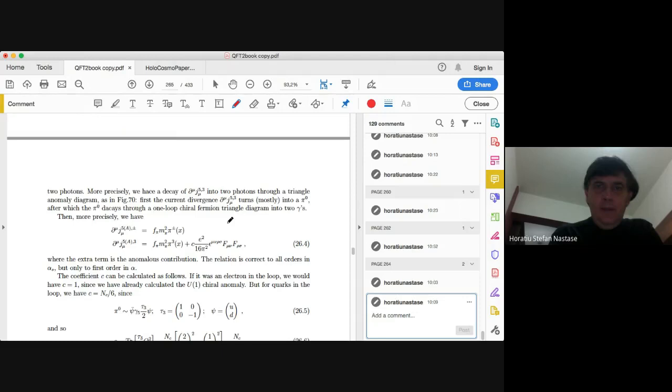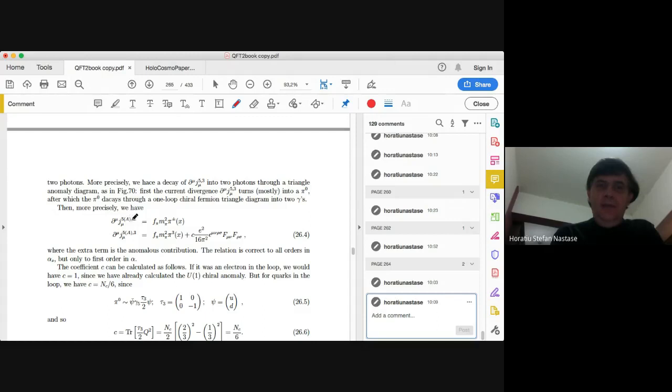So more precisely, d_mu j^mu5 with global indices plus minus is f_pi m_pi squared pi plus minus. But with the index 3, d_mu j^mu5 is f_pi m_pi squared pi 3 plus a constant c times e squared over 16 pi squared epsilon^{mu nu rho sigma} F_{mu nu} F_{rho sigma}. This quantity without c is the anomaly that we found for one massless fermion.